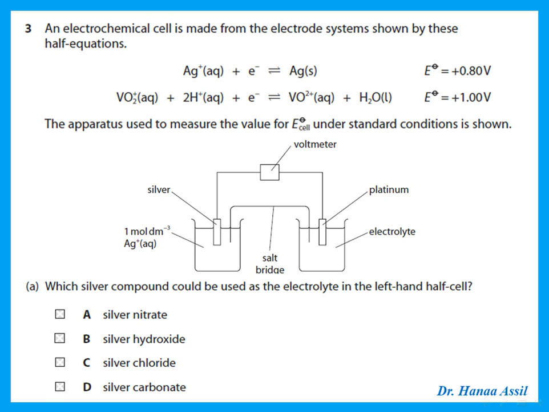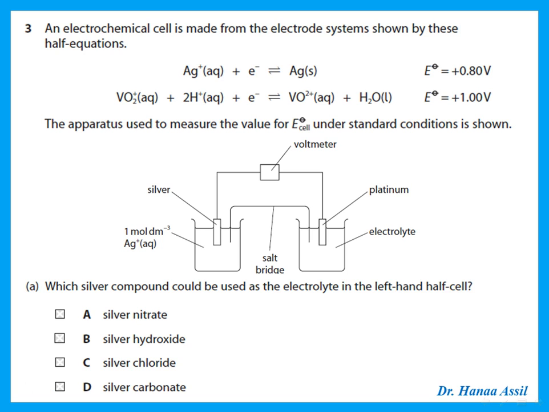So here he has a half cell that has 1 mole per decimeter cubed of silver ions with a silver electrode, and then the other electrolytes in the other half cell with a platinum electrode. And the first question is, which silver compound could be used as the electrolyte in the left-hand half cell?